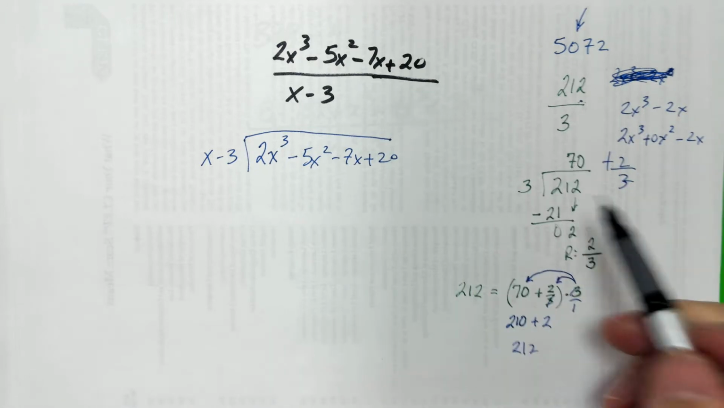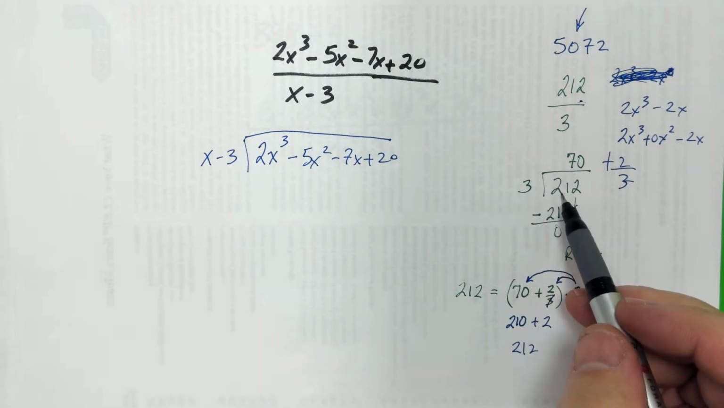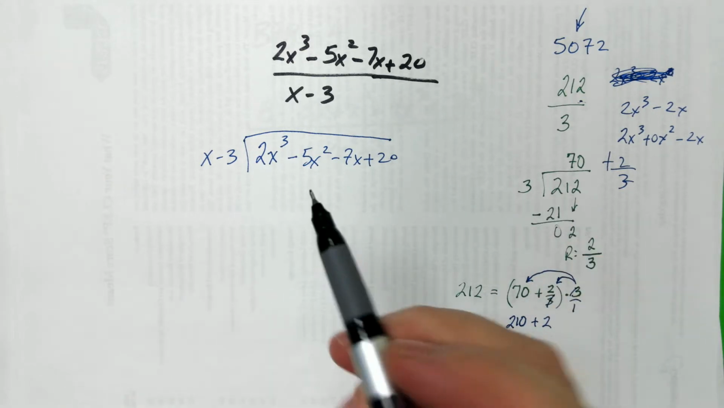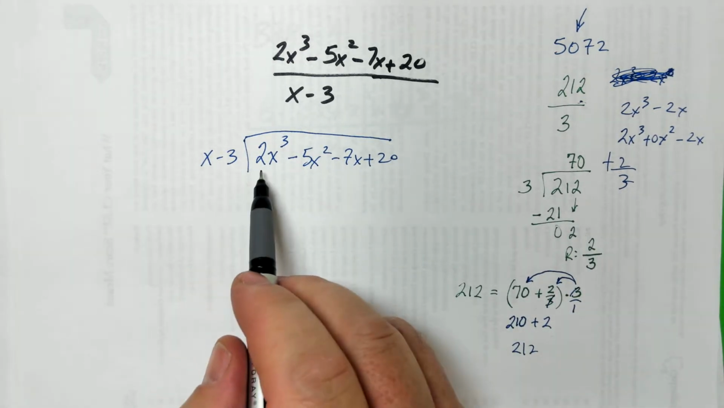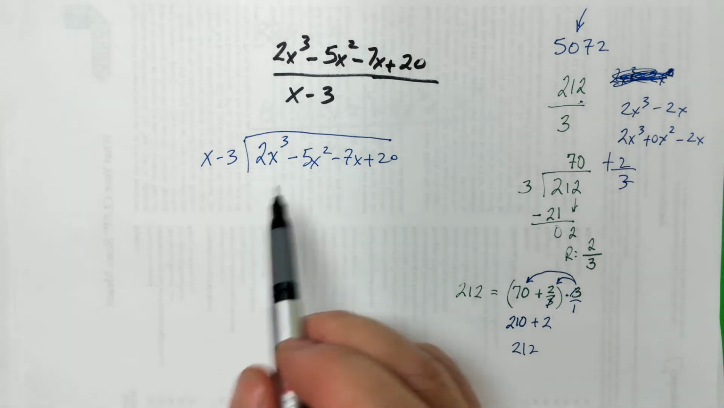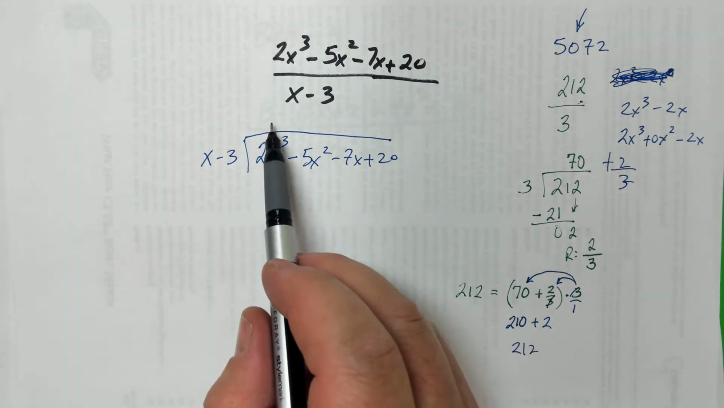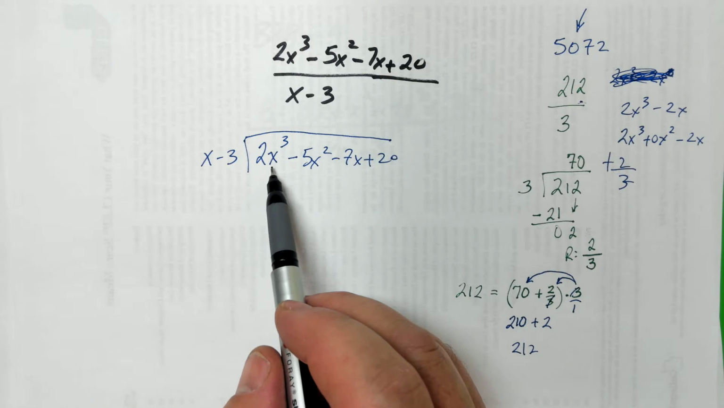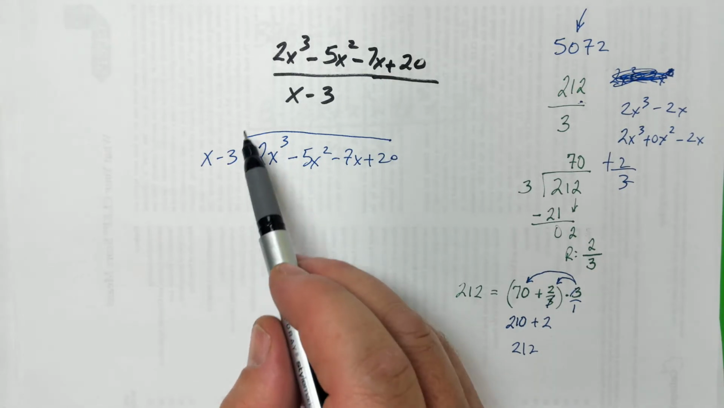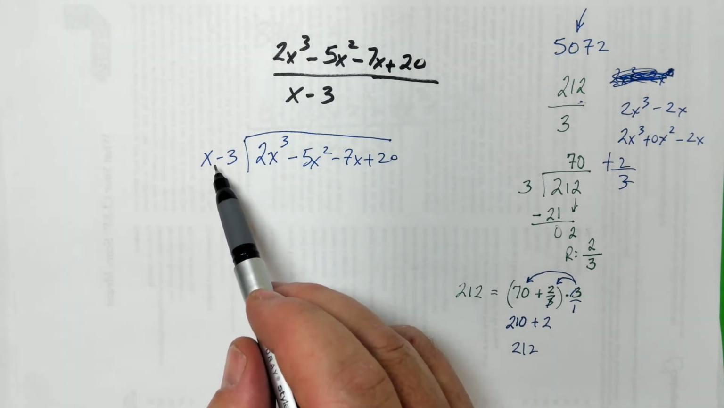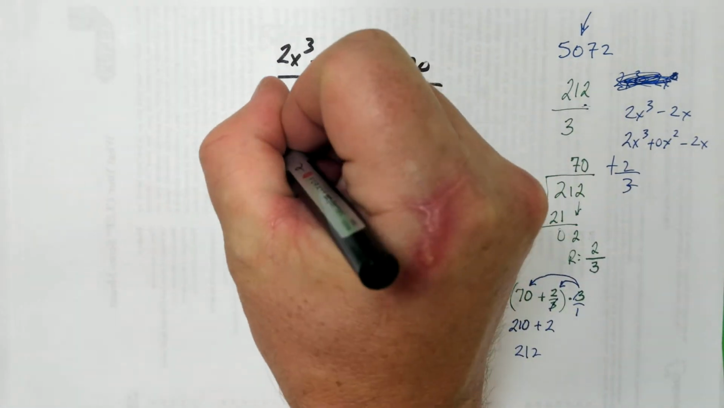The thing we did here is we had to figure out how many times does this go into this, right? How many times is 3? So here we're going to do the same thing. How many times does x go into 2x cubed? Or, another way to ask it, what times x equals 2x cubed? What number times x? 2x squared.